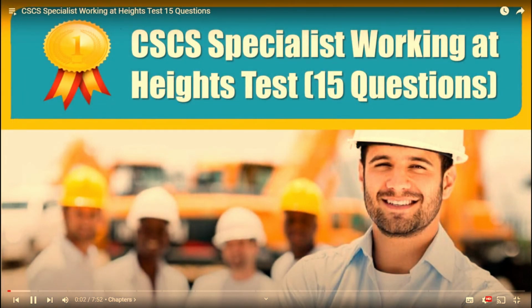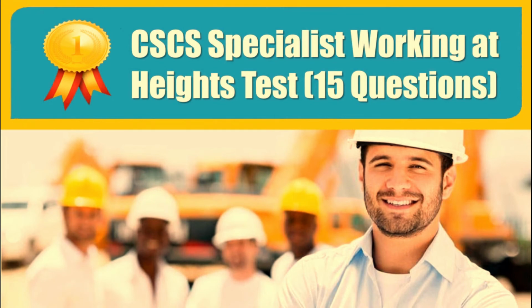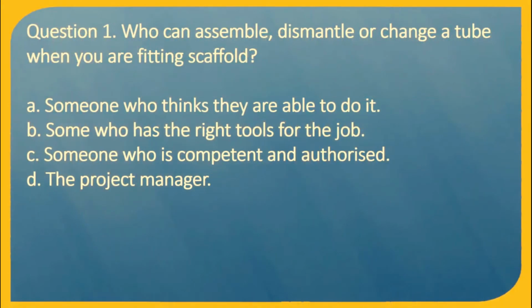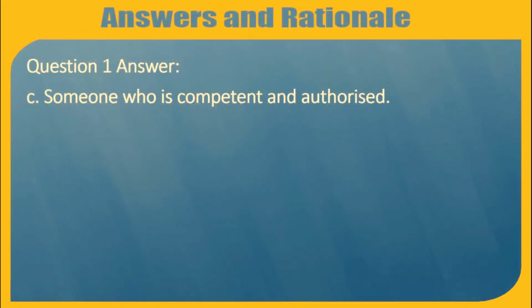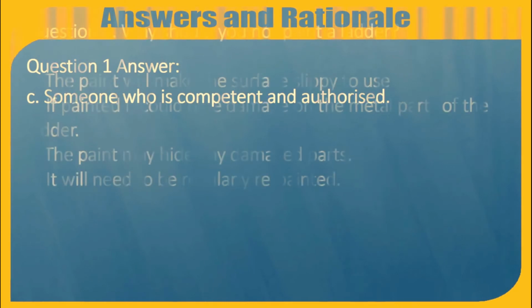CSCS specialist working at heights test, 15 questions. Question 1. Who can assemble, dismantle or change a tube when you are fitting scaffold? A. Someone who thinks they are able to do it. B. Someone who has the right tools for the job. C. Someone who is competent and authorized. D. The project manager. Question 1 answer, C. Someone who is competent and authorized.